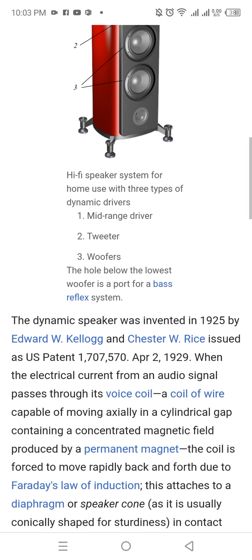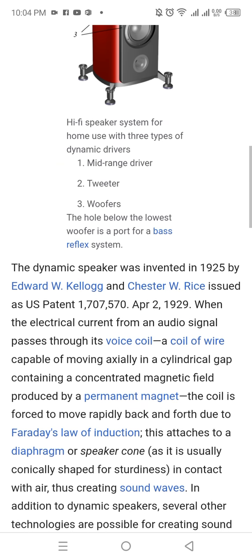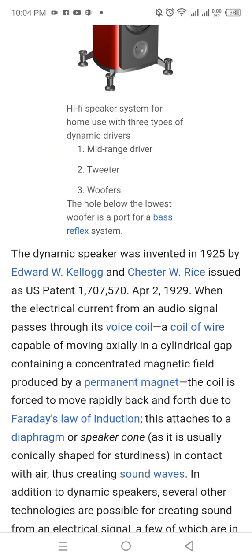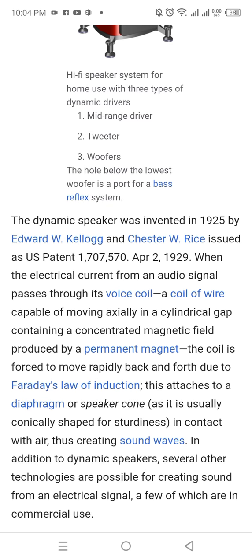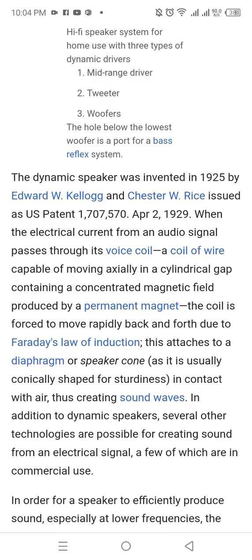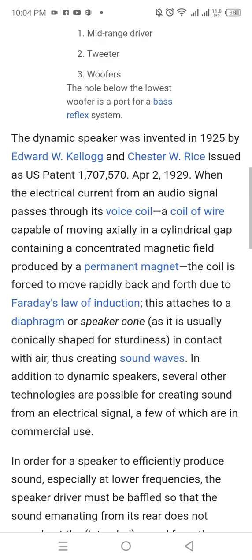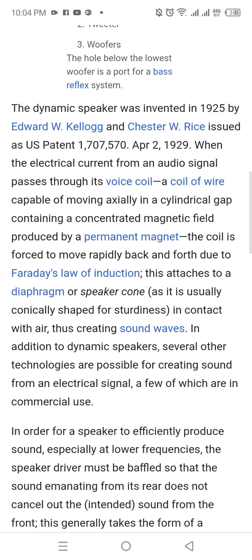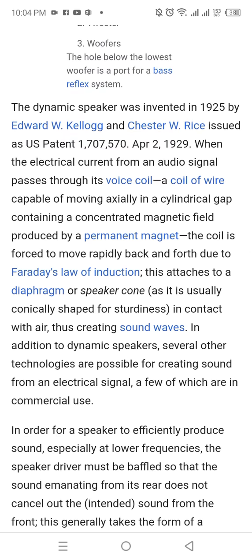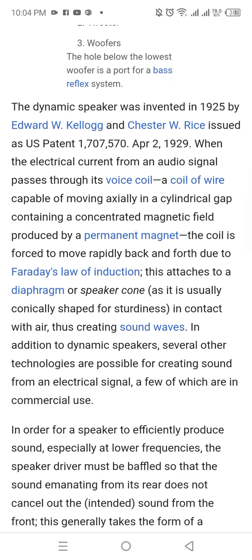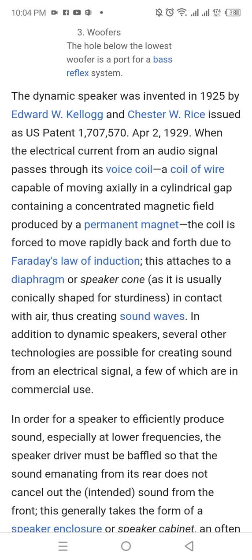When the electrical current from an audio signal passes through its voice coil, a coil of wire capable of moving axially in the cylindrical gap containing a concentrated magnetic field produced by a permanent magnet, the coil is forced to move rapidly back and forth due to Faraday's law of induction. This attaches to a diaphragm or speaker cone, as it is usually conically shaped for sturdiness, in contrast with flat, which moves the air, thus creating the sound waves.